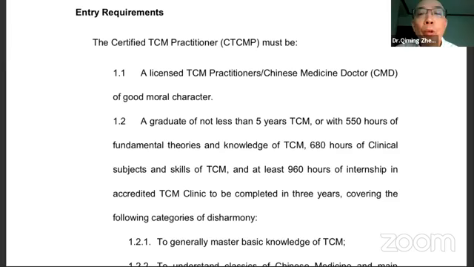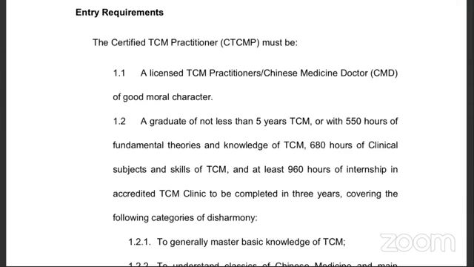Yes. Why we put it this way: right now, those who study traditional Chinese medicine in the Philippines or in other countries are mostly part-time, not full-time. So we try to accommodate more people for this entry. Okay. What I could not appreciate is that they are cumulative: absence of one would not qualify for certification. Meaning he or she must have completed the 550 hours of fundamental theories and knowledge of TCM, 680 hours, and 960 hours.